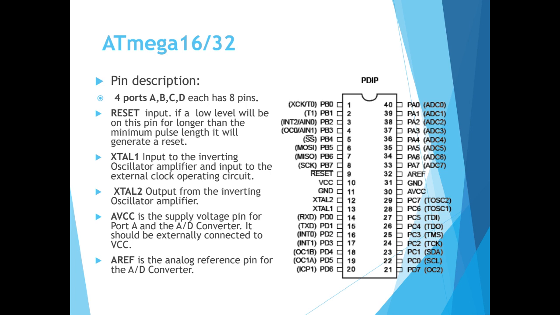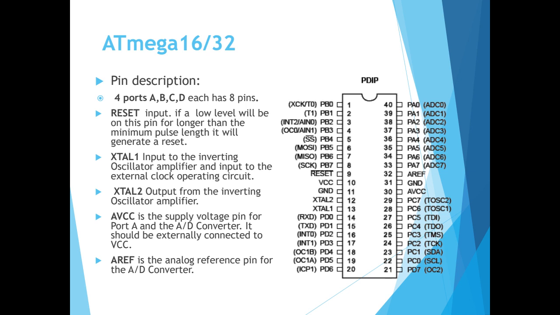Again, I want to have a description about the pins of our microcontroller. As I said, we have 4 ports: port A, port B, port C, port D. Each of these ports includes 8 pins. As you see, 8 pins related to our ports of our microcontroller. We will have reset, pin 9 of our microcontroller. It is a reset pin.